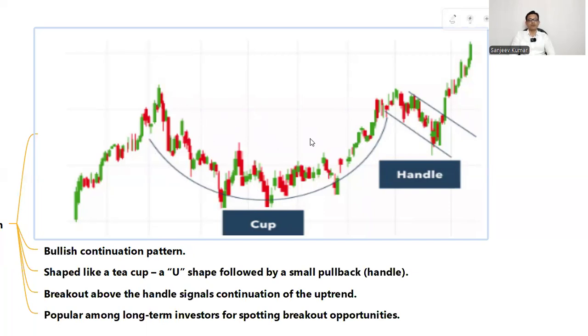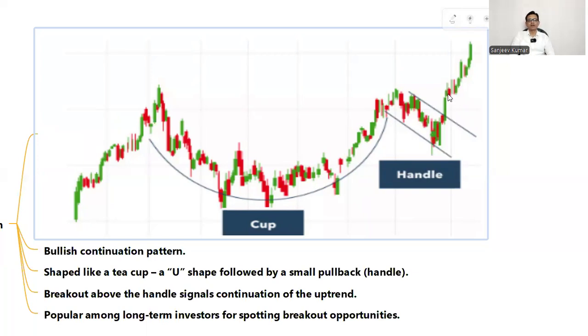It should not be like V shape. It should be U shape. And here again, selling started, moving down, and it created a cup and a handle. This is a cup, this is a handle, and after formation of the handle, it will give you the breakout candle.